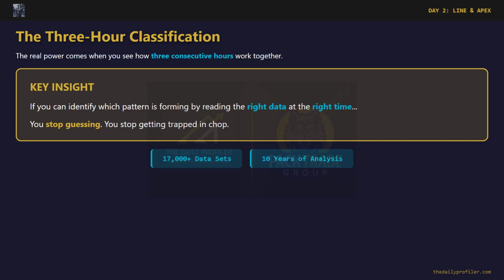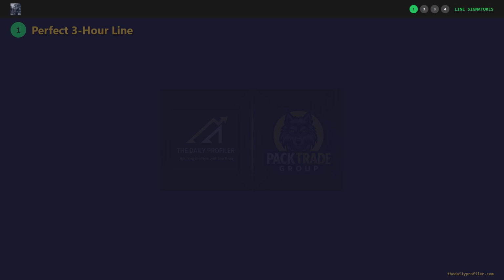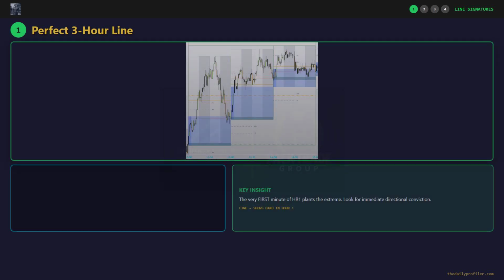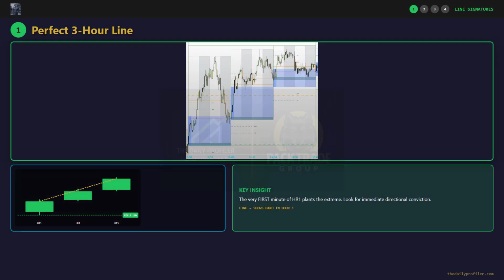We've run over 17,000 data sets across 10 years. 1,615 possible combinations. Now let's talk about line signatures. How do you know you're in a line? There are 4 key signatures.